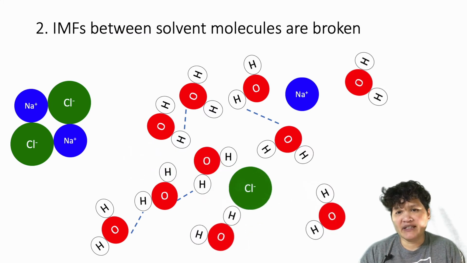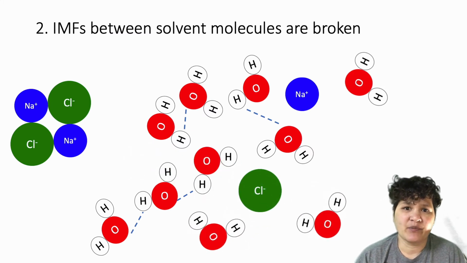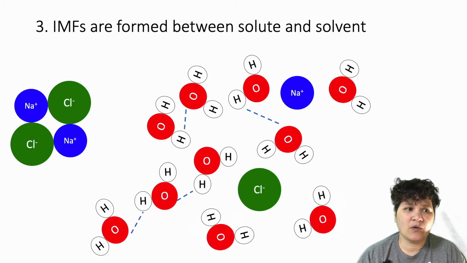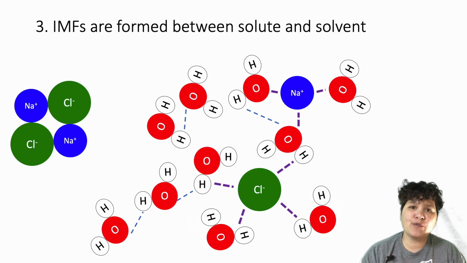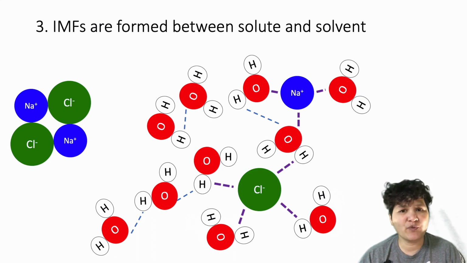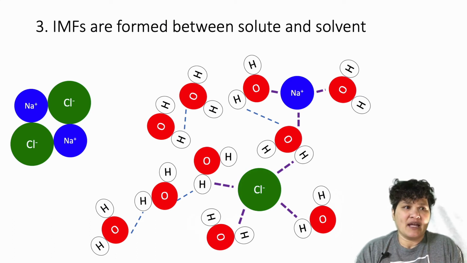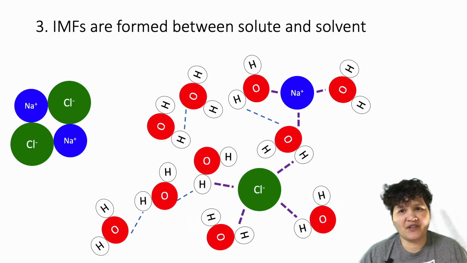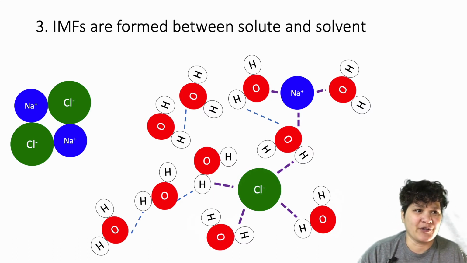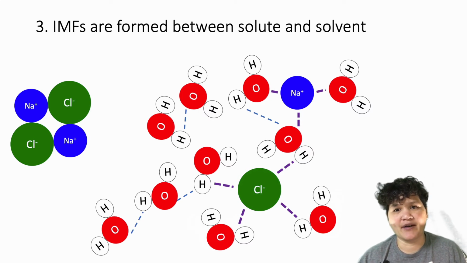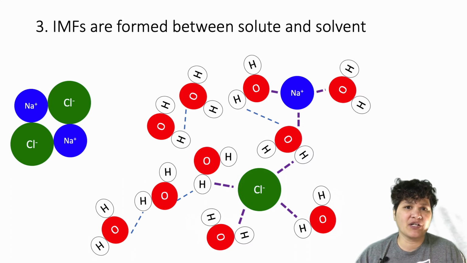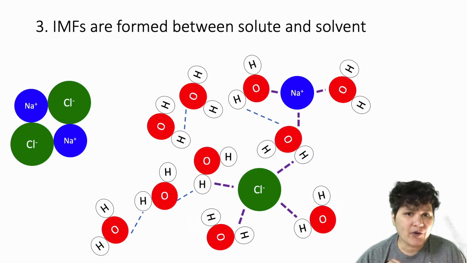And now finally, now that the sodium and chloride ions are in place, now we can do the third thing, which is to form new intermolecular forces between the solute and the solvent. And you'll notice earlier when I was shuffling things around, some of the water molecules spun around, because what's going to happen is that the sodium ion, which is positively charged, is going to attract the negative end of the dipole on the water molecules.